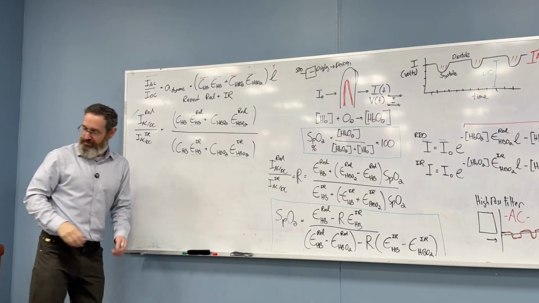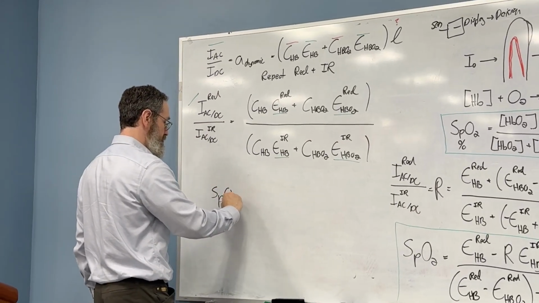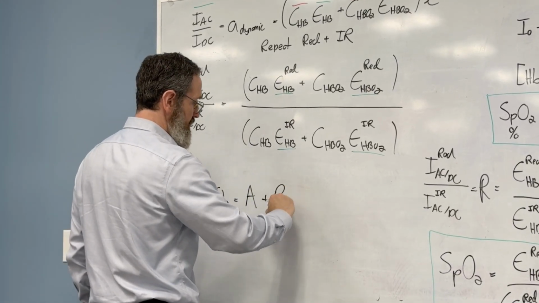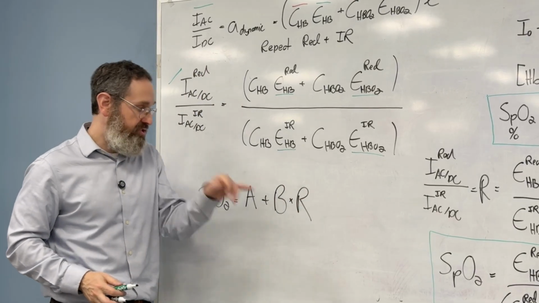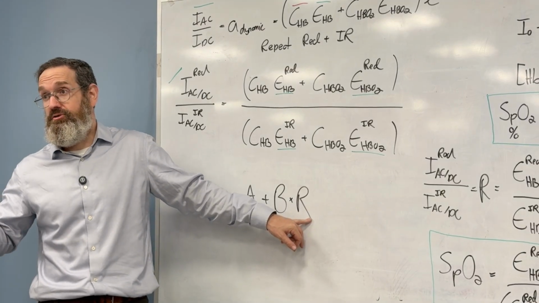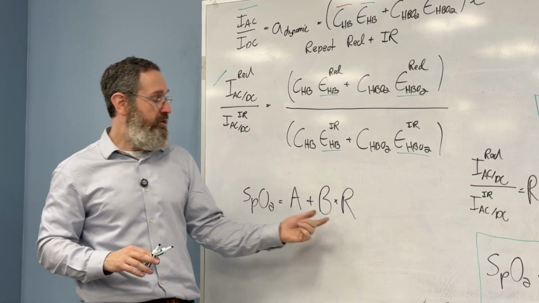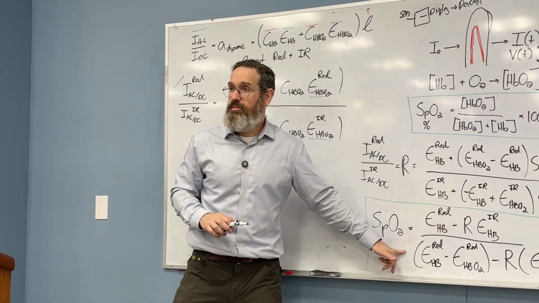So sorry. But what they actually do is they calibrate. They say SpO2 is equal to some constant A that they calibrate to, times B, times R. So what they do is they extract the R. The R is still the ratio of the ratios, so I didn't waste your time. The R is still this. But when they go from R to SpO2, they don't use this equation.